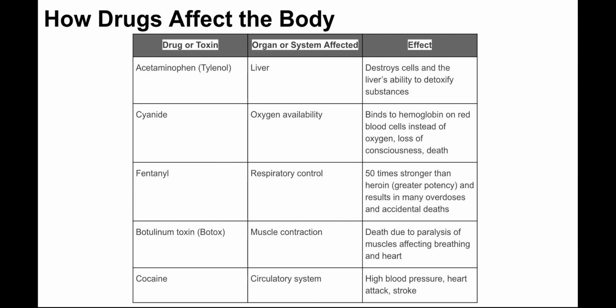Fentanyl affects the respiratory system. It is 50 times stronger than heroin, and that's what's causing a lot of the overdoses and accidental deaths with opioid use.